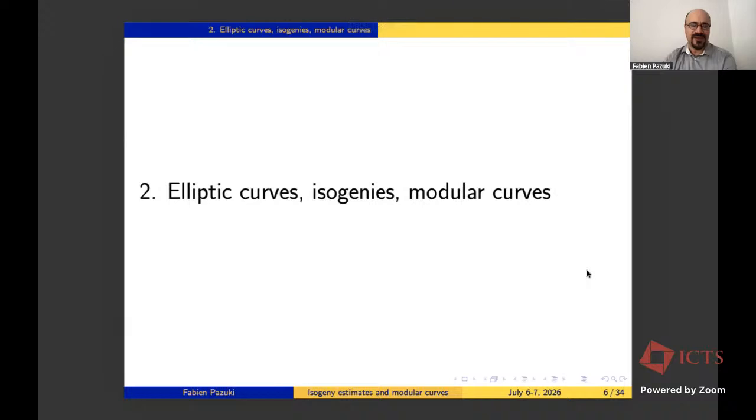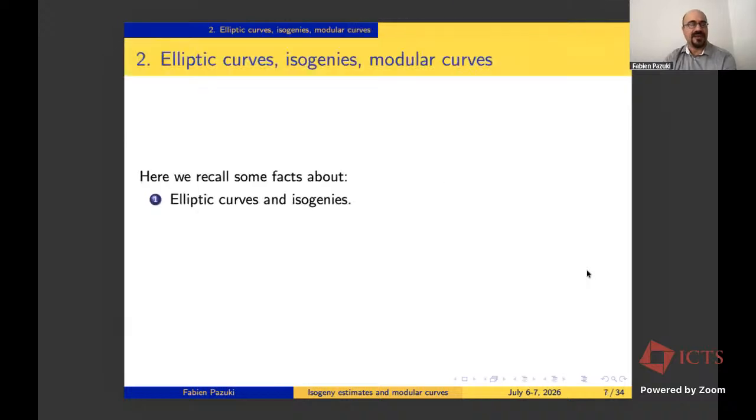So all right, what are we talking about? I recall some facts about elliptic curves. Then I'll define modular polynomials. And then I'll do a little add-on, and I'll talk about an application of this in a discrete setting, because I think it might be interesting: these isogeny graphs that you might have heard of.